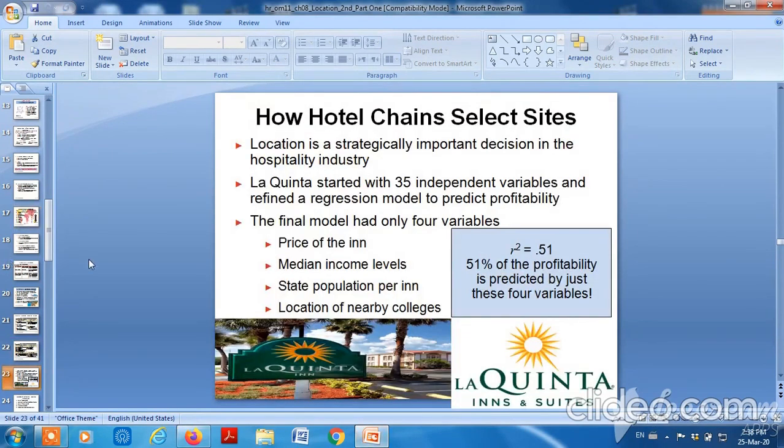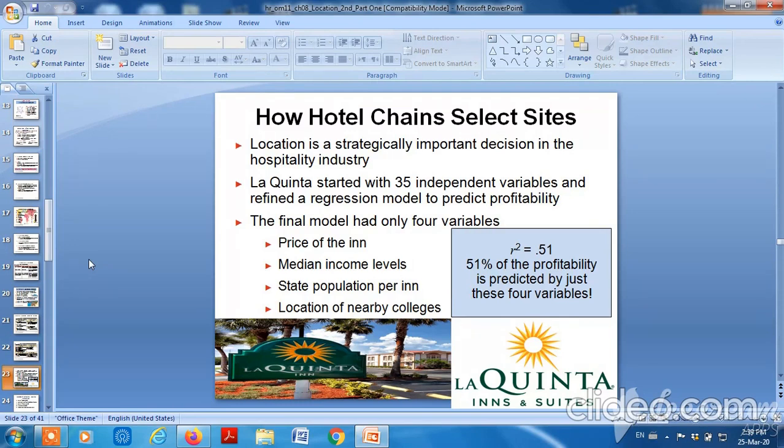How hotel chains select sites. Location is a strategically important decision in the hospitality industry. It's a very important decision in the service industry overall and in the hospitality industry specifically.